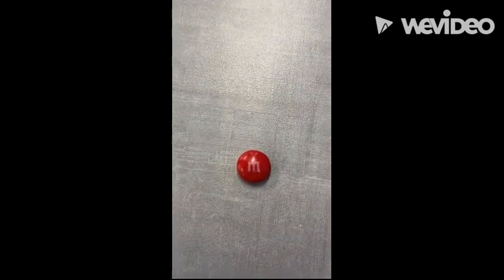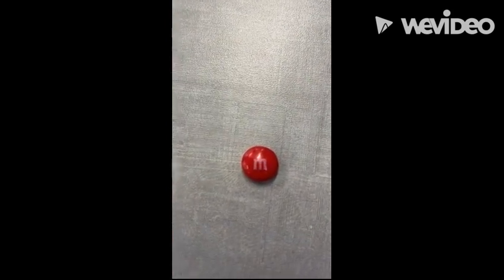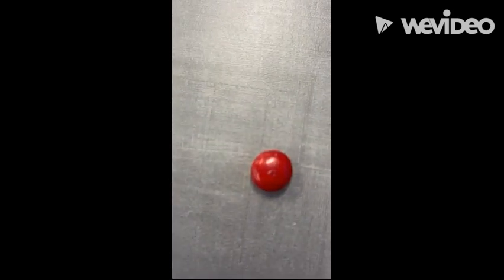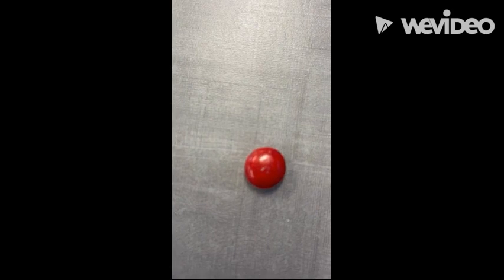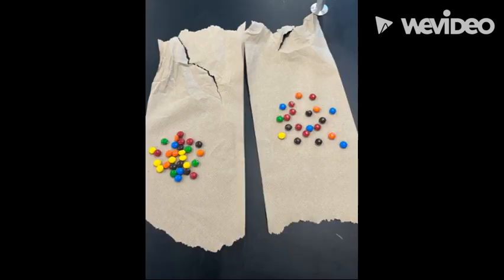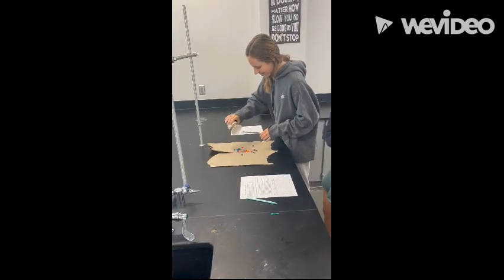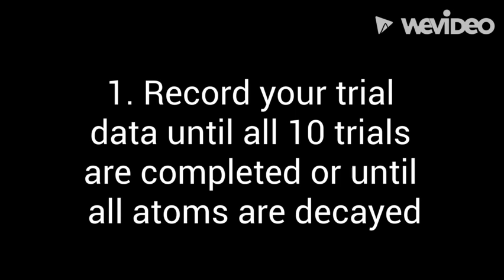Like was discussed when I was going over the lab, the M will show that the atom is not decayed. If it flips or the M is no longer showing, then that means that atom has decayed and will be removed. This is what it looks like. One side will have the M&Ms with the M showing, the other will be down. Then you'll repeat the process again, just like this.